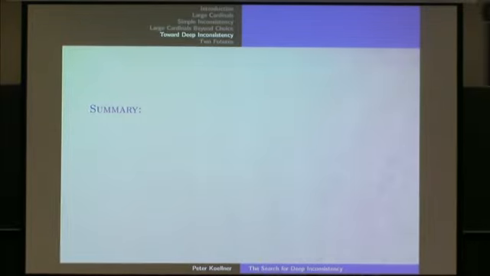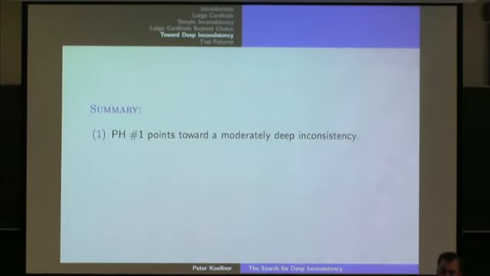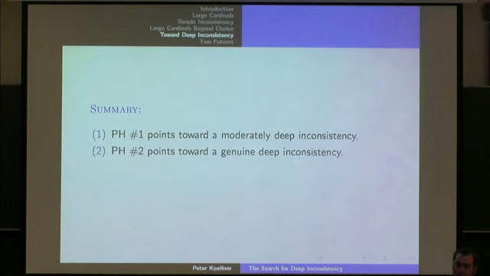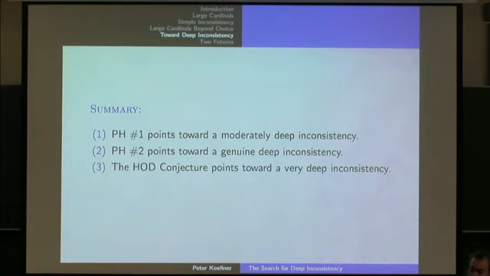Okay, so the summary is that plausible hypothesis 1 points toward a moderately deep inconsistency and possibly a really deep one. Plausible hypothesis 2 points to a genuine deep inconsistency, possibly a really deep one. And the Hogg conjecture points to a very deep inconsistency, because there's good reason to think that the proof of it is going to be hard. And it's a conjecture of ZFC.